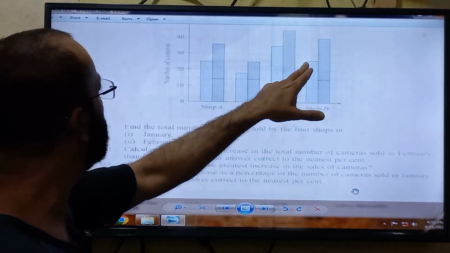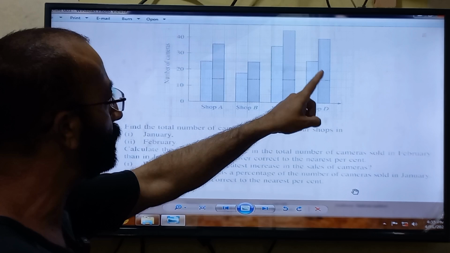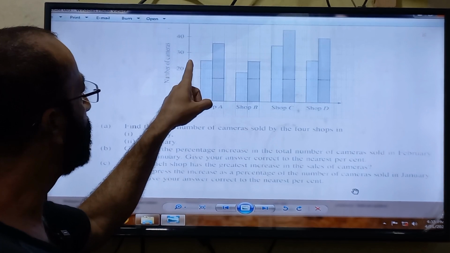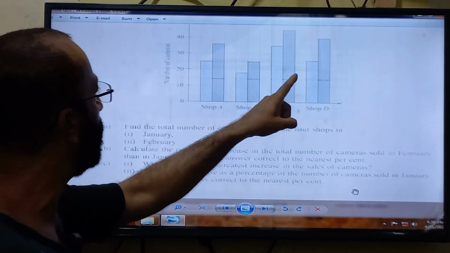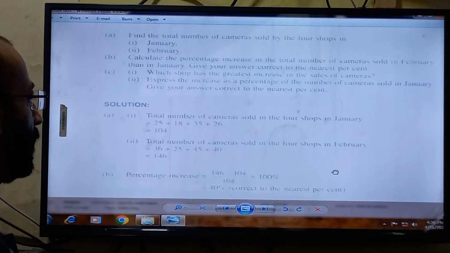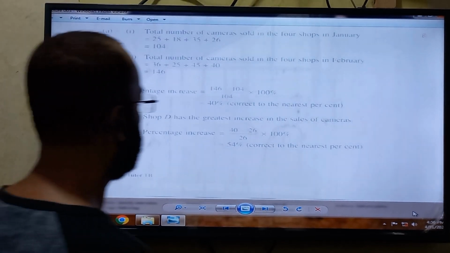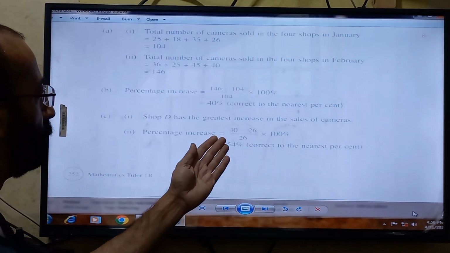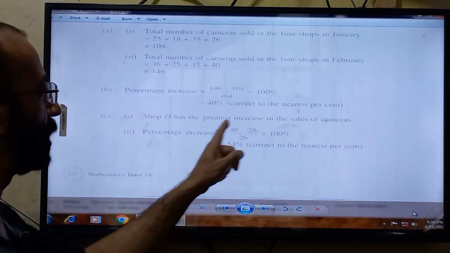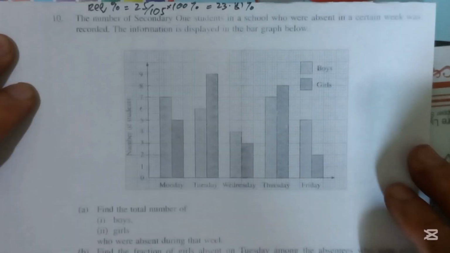So 40 minus 26 will be 14. So 14 will be put in the numerator. Original amount, that is January, means 26. So 14 over 26 multiplied by 100% will give you the answer. Here is the answer: 40 minus 26 will make 14 over 26 multiplied by 100%. Solve it on the calculator. So this will give you the answer.